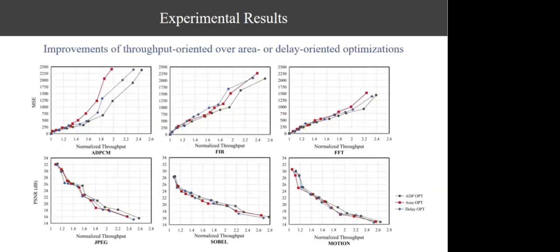This figure shows for each kernel the throughput error trade-offs achieved when ADP, area, or delay is optimized. As can be observed, considering both area and delay optimizations enables throughput gains for all scenarios with negligible difference in mean squared error or peak signal-to-noise ratio. Thus, we can achieve sensible throughput improvements without additional costs and with equivalent error by using an appropriate optimization target.